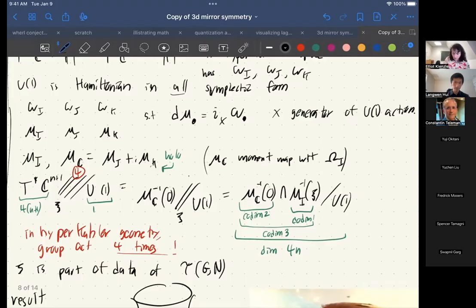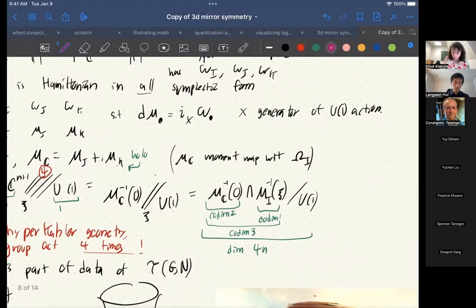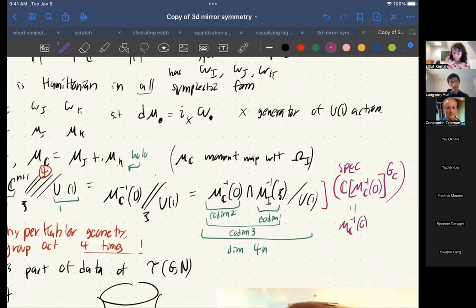So instead of doing, let me just say this differently. So instead of doing this whole construction, instead we can take mu_C inverse of 0, which is an actual variety. We can take the functions on it and then take the G invariant functions. Now we have to complexify G for this to make sense, but we'll do that. And what I've just told you is to take the affine GIT quotient of mu_C inverse of 0 mod G. But that's only the affine GIT quotient.